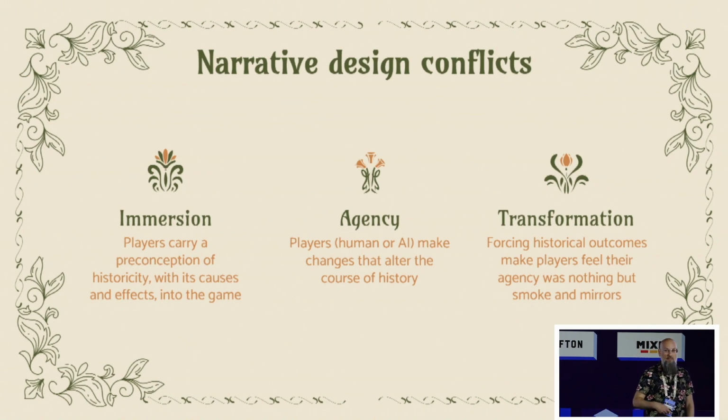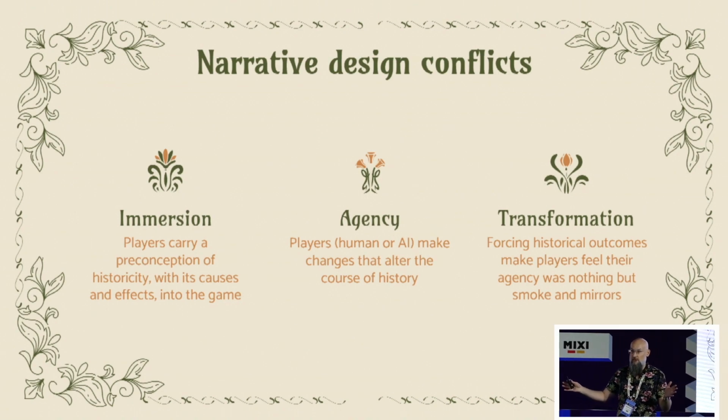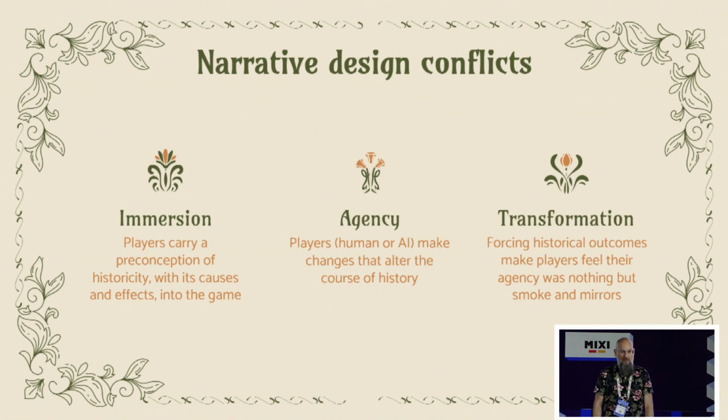So then let's talk about the conflicts in terms of this particular problem. Players buy the game and they think they're going to live the Victorian century, 1836 to 1936, but they still want the ability to act within that, right? But they carry a preconception of what history is and what the cause and effect of history was, right? They also want agency. They want the ability to make changes.